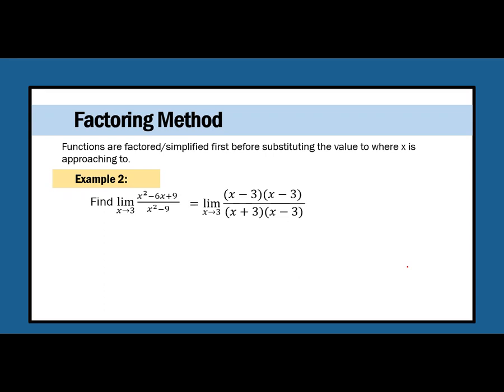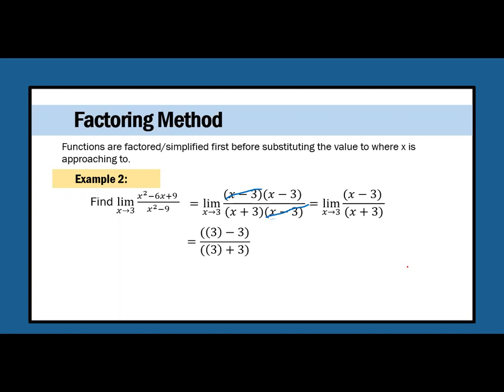So the factors of the numerator are x minus 3 times x minus 3. And for the denominator, our factors are x plus 3 times x minus 3. And with this, we can now cancel out terms that are common in both numerators and denominators. So we'll cancel out x minus 3. And what's left? We'll have the limit of x minus 3 over x plus 3 as x approaches 3.